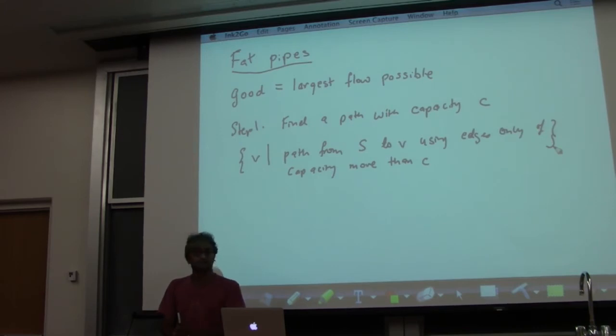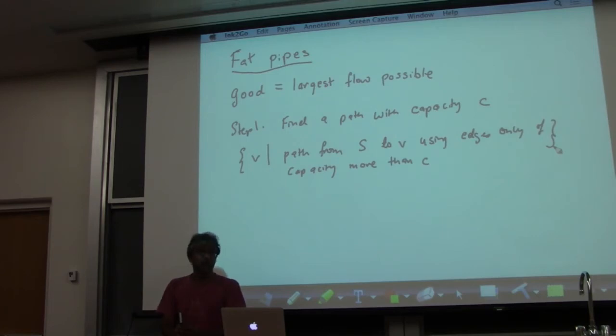Because you already argued that the bottleneck that you have is of the capacity C from S to T. But now you are trying to find all those nodes for which the capacity would be more than the existing capacity C. So there might be a possibility that you are not able to reach the sink at the end, but you are trying to find out which ones you can reach.